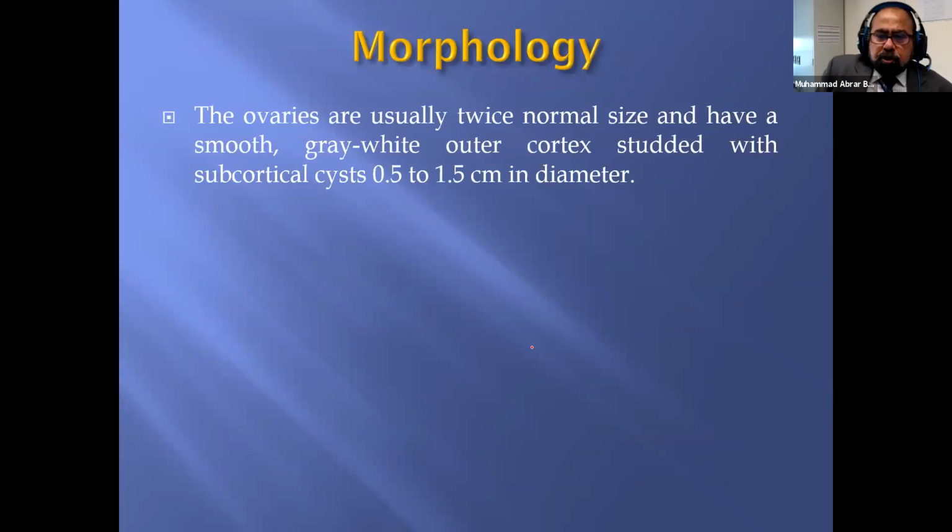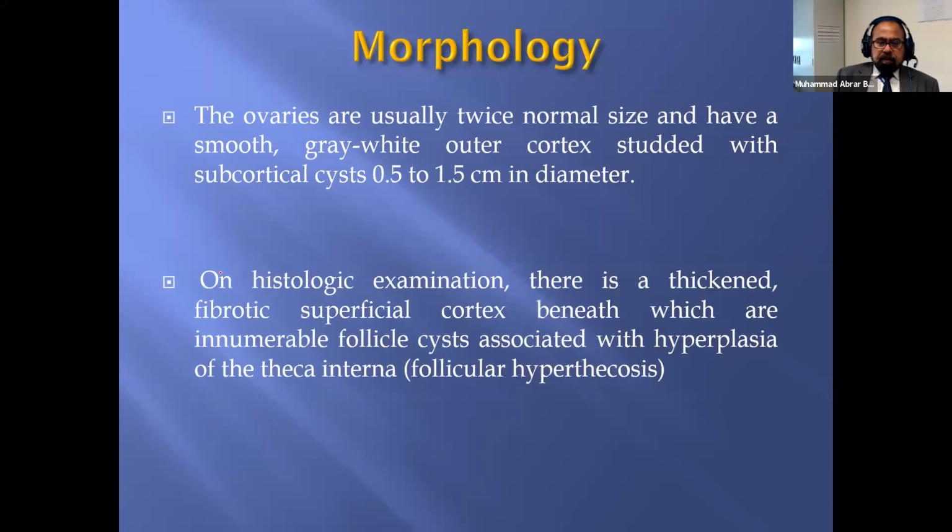Okay. Now, morphology: these ovaries are usually twice the normal size and have a smooth gray-white outer cortex studded with subcortical cysts ranging from 0.5 to 1.5 centimeters. So if you see the ovary, it will be larger in size, and on the cortical surface, multiple small cysts will be identified.